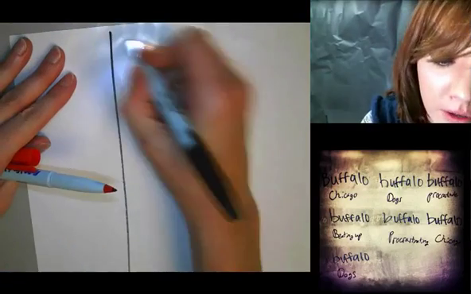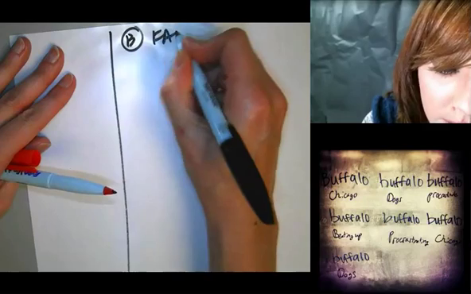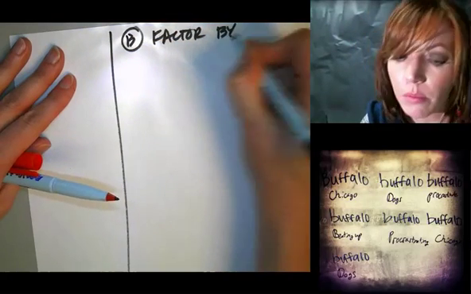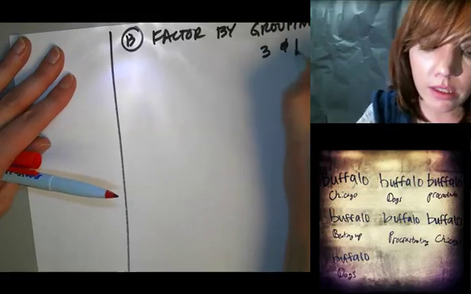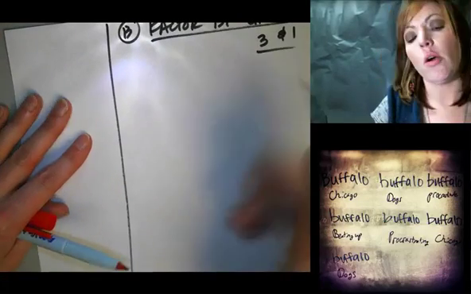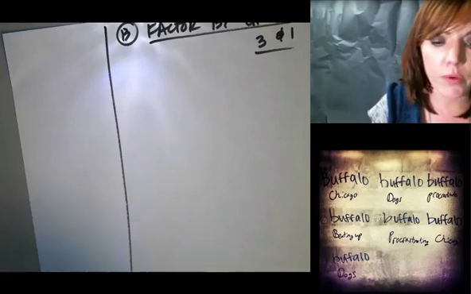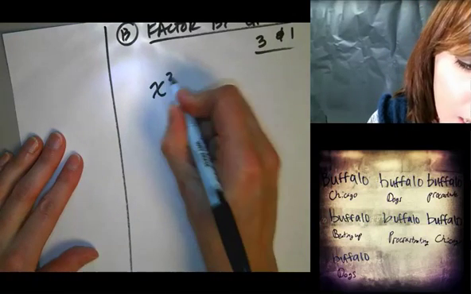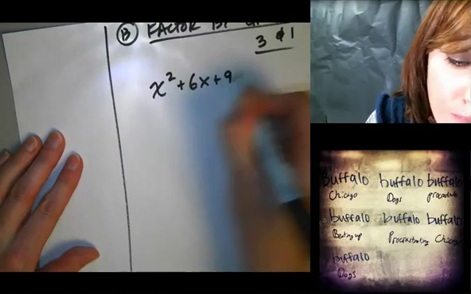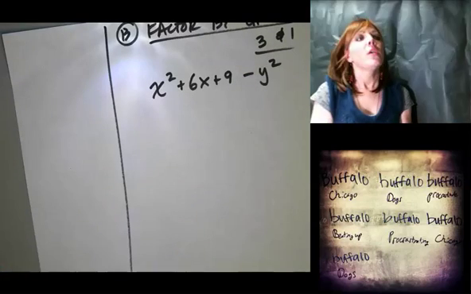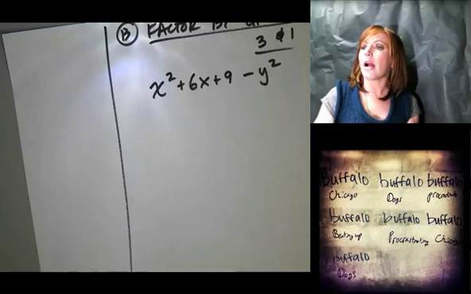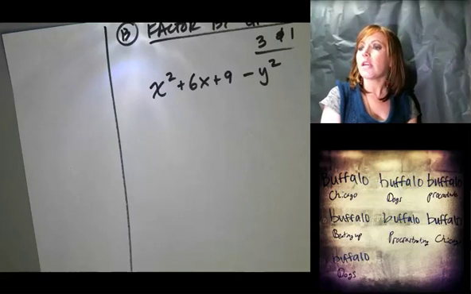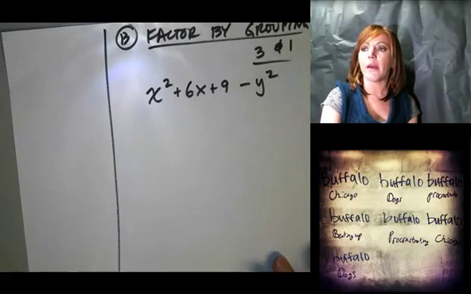All right. Last two. Factor by grouping 3 and 1. And then the last one is going to be grouping 1 and 3. Okay, so here we go. We've got something like x squared plus 6x plus 9 minus y squared. So factor by grouping 2 and 2 meant we grouped the first two terms together and the last two terms. So what do we think factor by grouping 3 and 1 means?